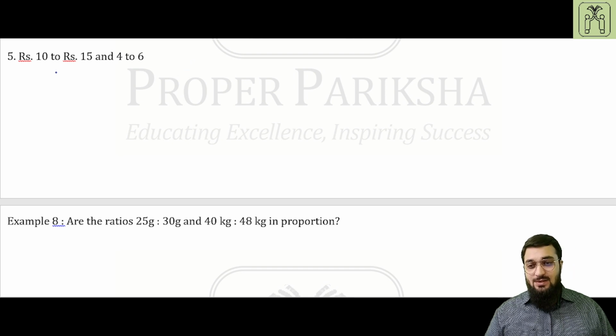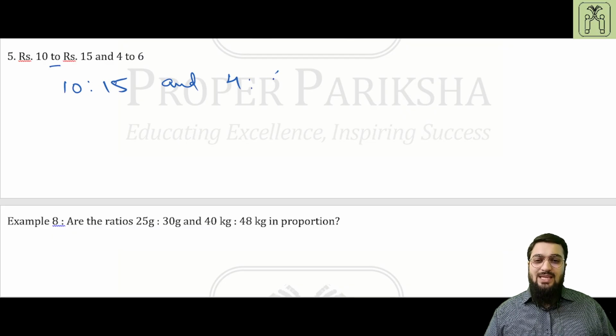Next question states that 10 to 15 and 4 to 6. So I said when 'to' is used, it means a colon, and left is left, right is right. Therefore, we will write 10 is to 15 and 4 is to 6. So can we make 10 into 4? Let us see. 10 divided by 4, what will we get? We will get 2, and 20 will get 5. So it will be 2.5.